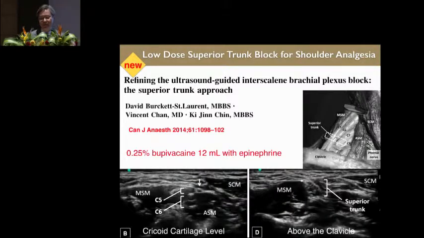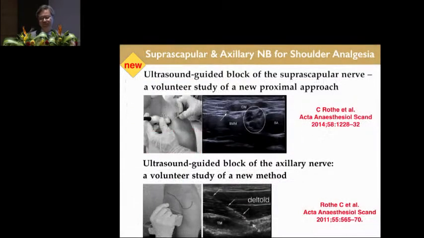So we have been experimenting, trying a different approach. Again, go low, supraclavicular area, just get to the superior trunk, consisting of C5, C6 nerve root, and we use about 10 to 15 mils. And we know by that time, the phrenic nerve is already medial, and by limiting the volume at a low location, we are able, this is just a case study, to spare the diaphragm blockade. So this is something I think worthwhile to try out.